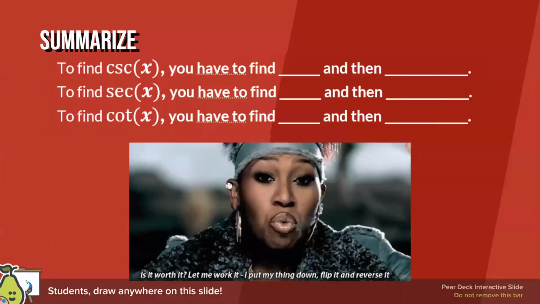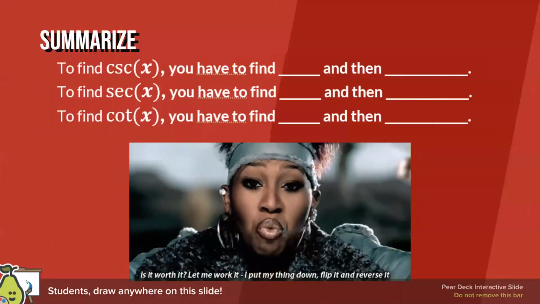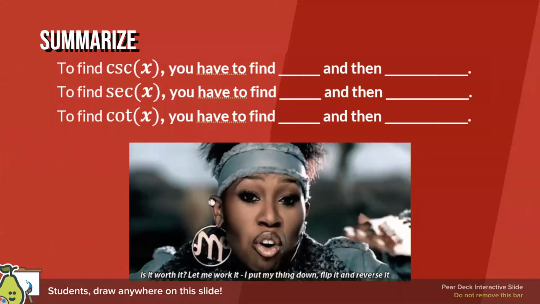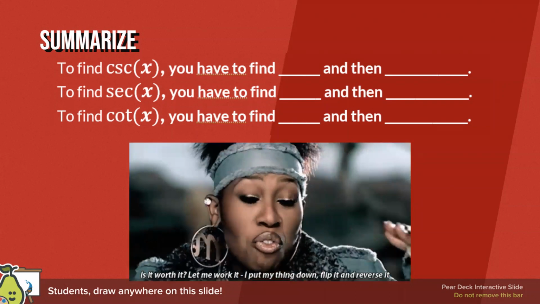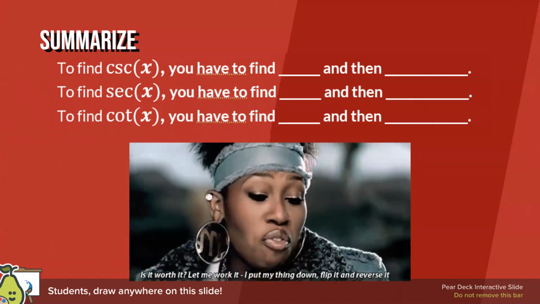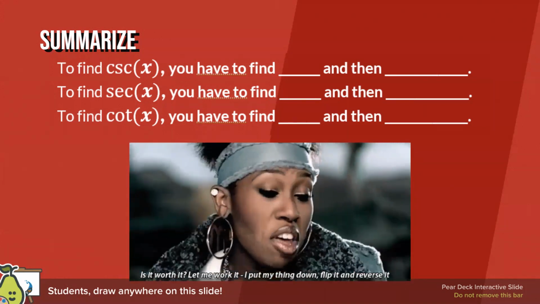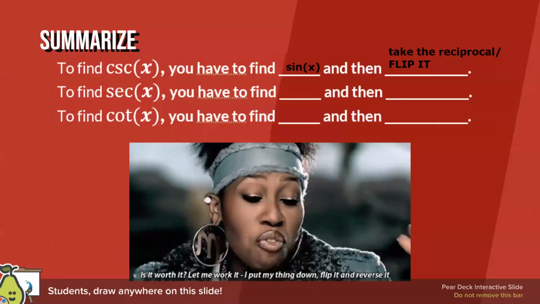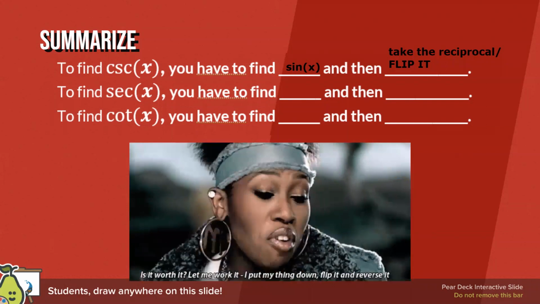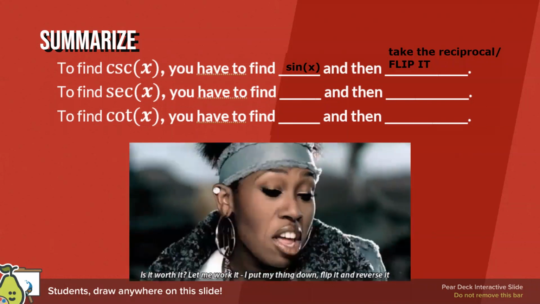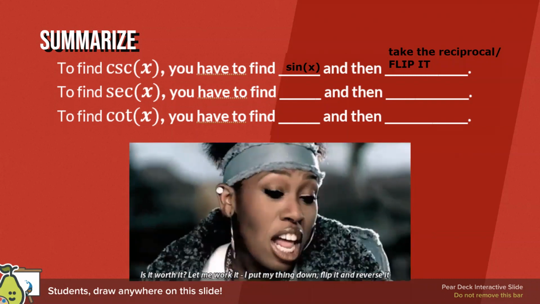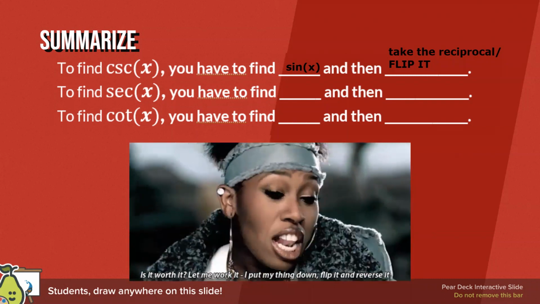So let's summarize. In order to find cosecant, you have to find what function and then do what with it? To find secant, you have to find what function and then do what with it? To find cotangent, you have to find what function and then do what with it? Okay, so to find cosecant, you have to find sine of x or sine of theta, and then take the reciprocal, aka flip it.